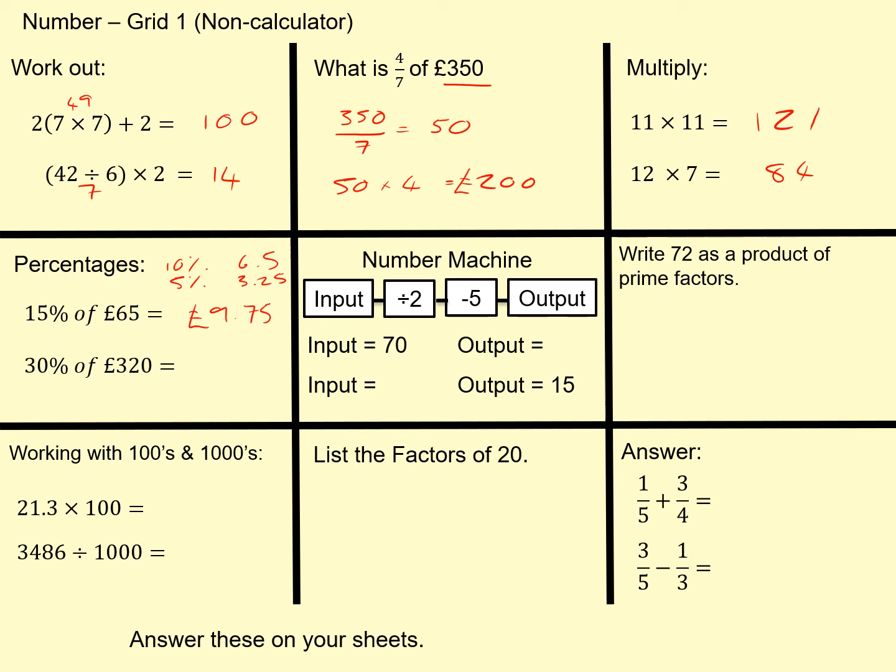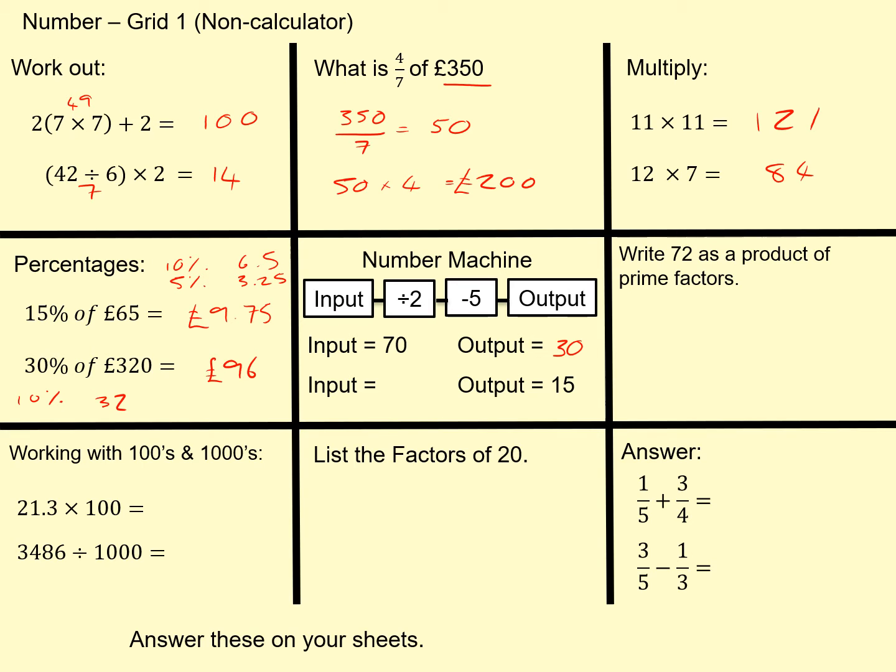Then for the next one, we want 30% of 320. So again, working in increments of 10%. 10% would be 32. We want 3 lots of that. So 3 lots of 32 is 96. Again, working with pounds, so £96. Next up, the number machine. Input is 70. So divided by 2 gets you 35. Take away 5 gets you an output of 30.